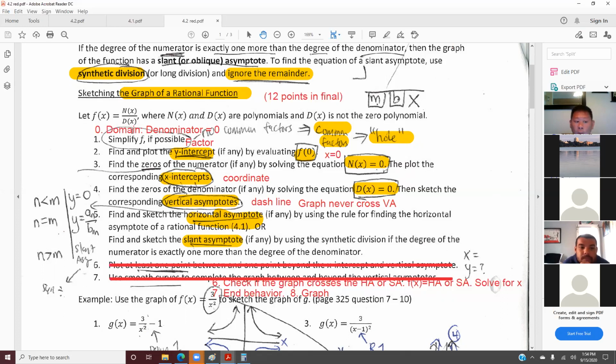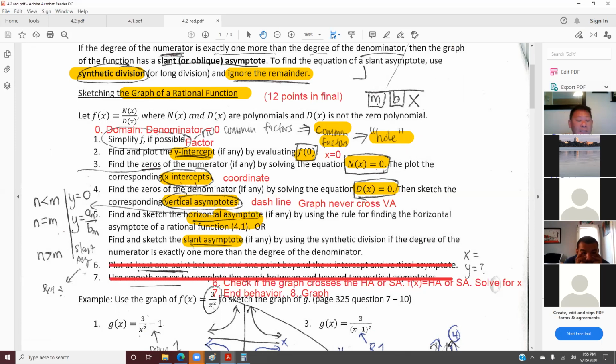First, you have to find your domain. How do you find your domain? You set your denominator equal to 0. Oh, by the way, graphing a rational function is going to be worth 12 points in your test. So yes, like question numbers 19, 20, 21, 23 that you guys asked me, it is worth 12 points in your test, and you have to do all this work. And the thing is that it is guided. That means you do not need to memorize all these steps. It will be guided.